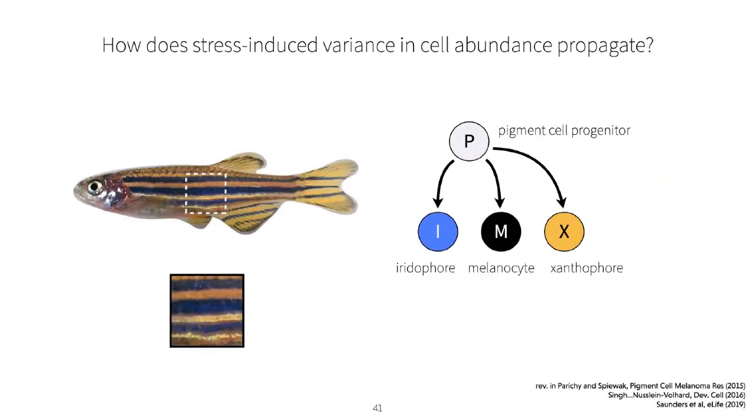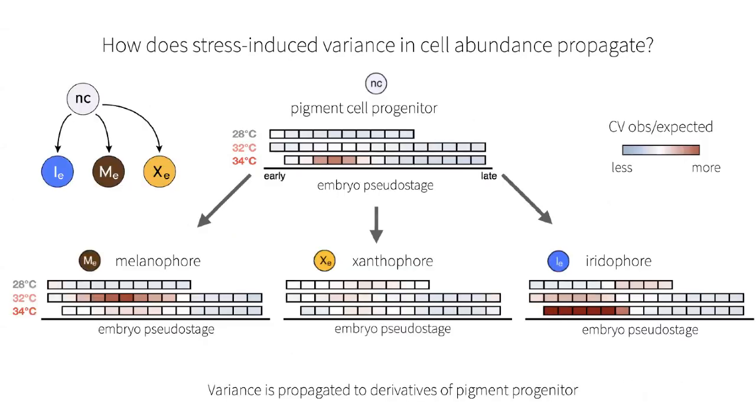Now, those are pigment progenitors, which give rise to 3 different pigmented cell types. So what happens with that excess variance? Is that transmitted down the lineage? Are the differentiated cell types more variable as well? Well, it looks like they are.